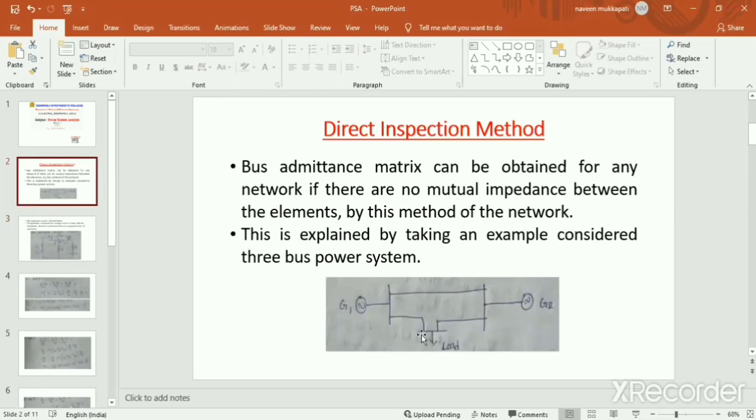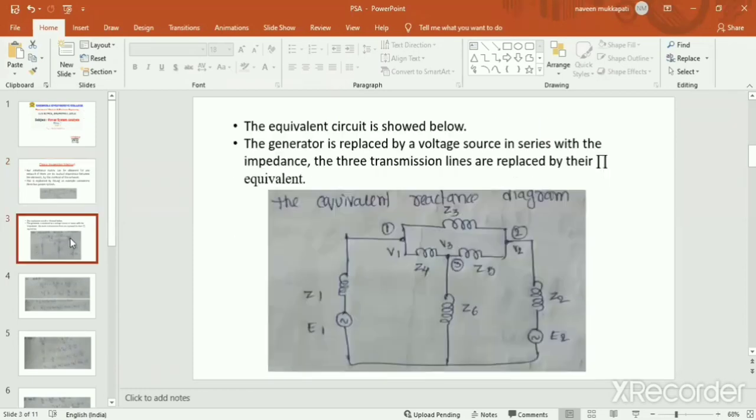At bus 3 we have the load, connected between the reference and the node bus 3. That load is represented by a reactance in the reactance diagram. We have the 3 elements, that is Z3, Z4 and Z5. The generators are Z1 E1 and Z2 E2, and the load is Z6.